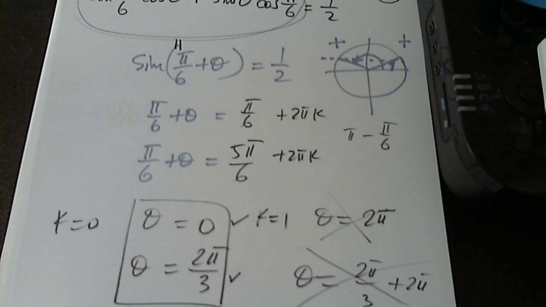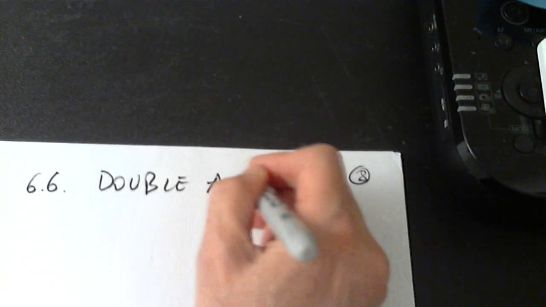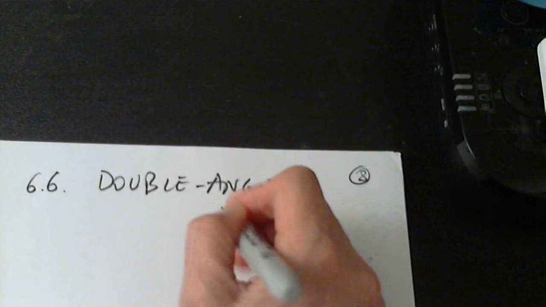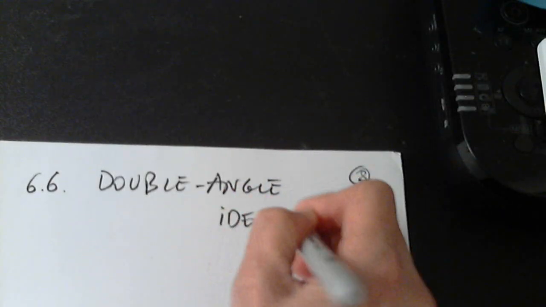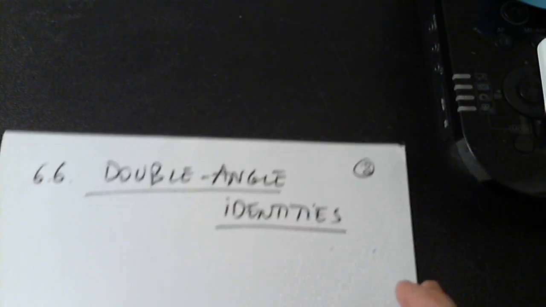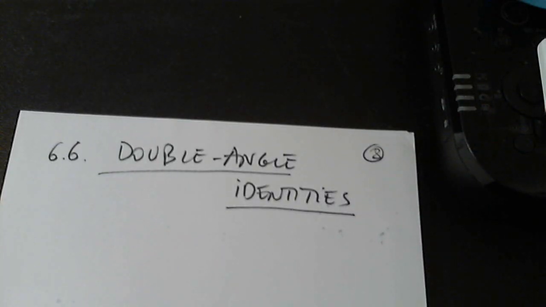Okay. So let's start with double angle formulas or identities. 6.6, double angle identities. Okay, so what does this mean?